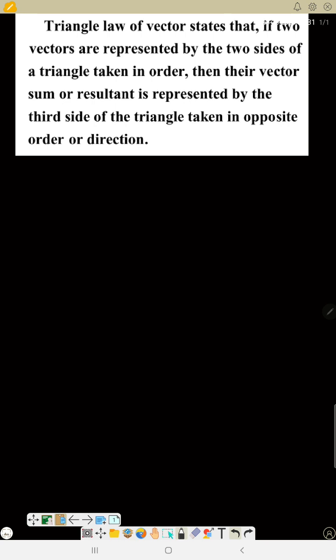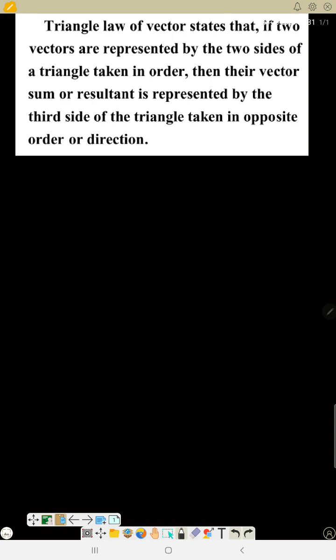So now, to analyze this, first we know that a triangle will have three sides. So this is a triangle, 1, 2, 3. You have three sides. And two, a vector will have an arrowhead. So now, let's go with the definition and the law.